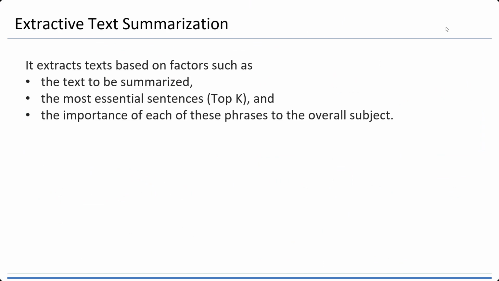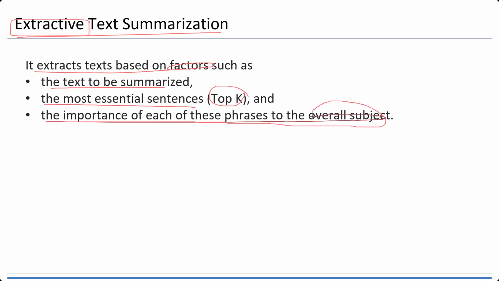As you know, there are two types of text summarization. The first is extractive text summarization, and the other is abstractive text summarization. Extractive means we are going to extract text based on some factors, such as the text to be summarized, or we will see the most essential sentences, or we call it top, okay? And the importance of each of these phrases to the overall subject. So there are several factors to extract the text.